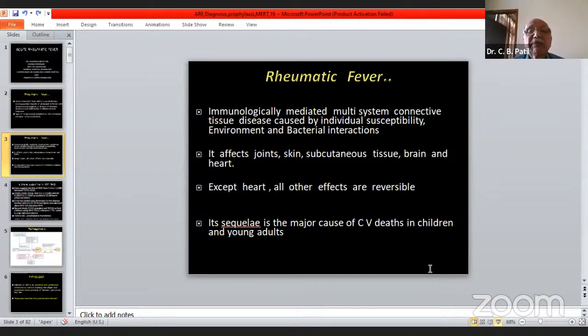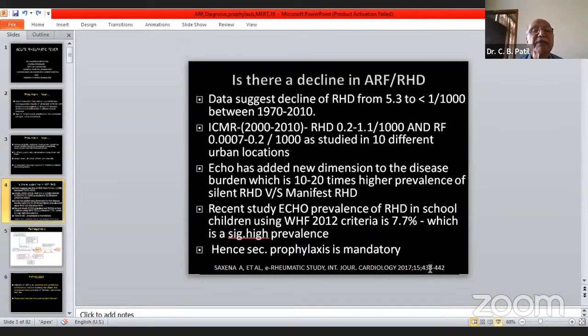It's an immunologically mediated multisystem connective tissue disease caused by individual susceptibility along with environmental factors and bacterial interactions. It affects joints, skin, subcutaneous tissue, brain, and heart. Except the heart, all other effects are reversible. Its sequelae are the major cause of cardiovascular deaths in children and young adults. So that is the main worry from rheumatic fever.